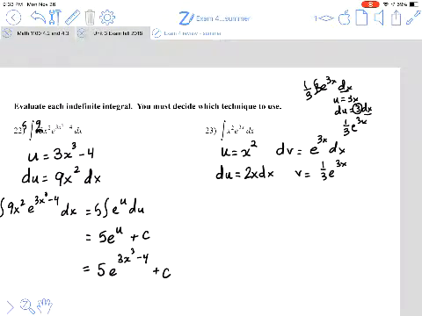And now it's up to you to remember the integration by parts formula. It's u times v minus the integral of v du. So u times v minus the integral of v, and since v has a coefficient, I'm going to write it out there, times du.